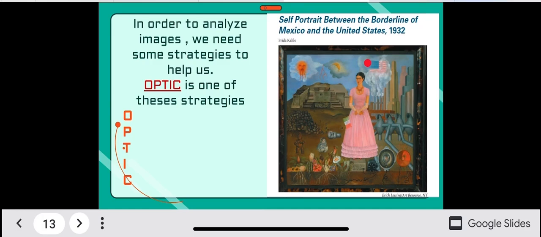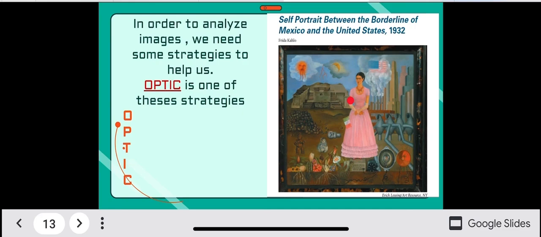Now, let's do the OPTIC strategy together. So O, as we said, is an overview. What can you see in general? So I can see, for example, a woman standing between two places, and we can see two flags, the American flag and the Mexican flag. We can see, yeah, and that's it.